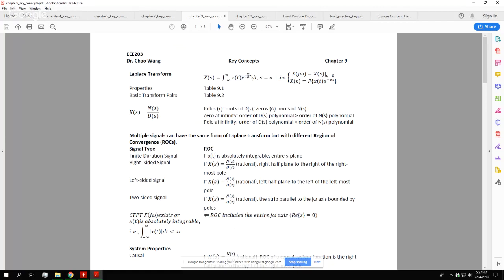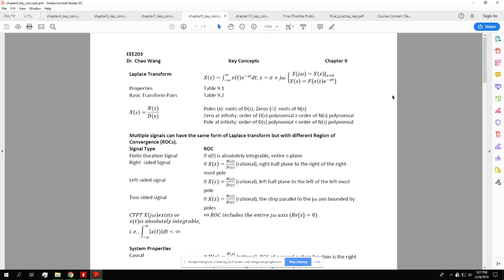Now, s is a much larger quantity than j omega. s is complex by itself, and the full expression for s is sigma plus j omega. So right there is where we add information to the Laplace transform that the Fourier transform can't accommodate. The Fourier transform is a special case of the Laplace transform when sigma is 0. So we're just left with the j omega for the Fourier transform. But in cases where sigma is not 0, that's when we use the Laplace transform.